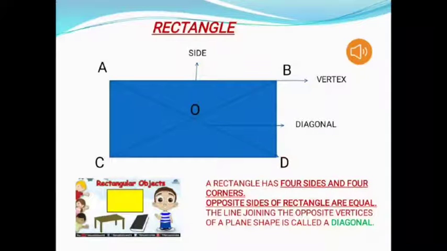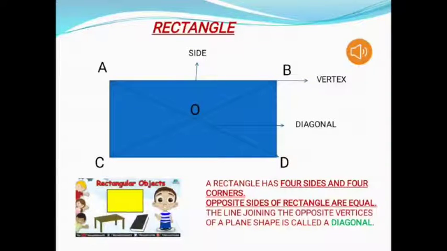Now we are going to discuss the rectangle. A rectangle has 4 sides and 4 corners. Opposite sides of a rectangle are equal, and the line joining the opposite vertices of a plane shape is called a diagonal.